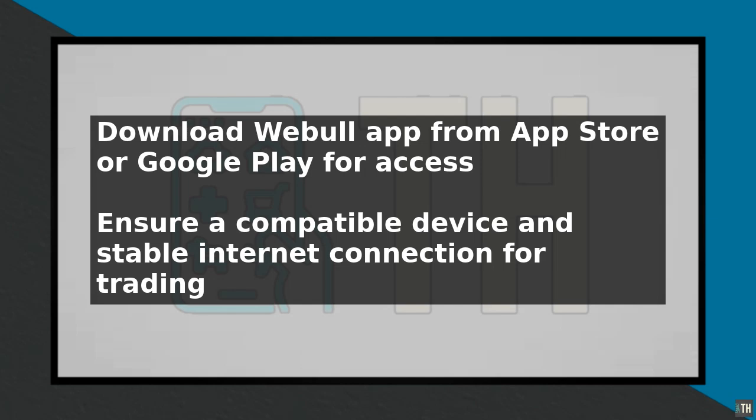Begin by downloading the Webull app from the App Store or Google Play, or access the platform through the Webull website. Once installed, click on the Sign Up button and provide the required personal and financial information to create an account. You will need to verify your identity and address as part of the sign-up process. After your account is created and verified, you can log in and explore the platform.